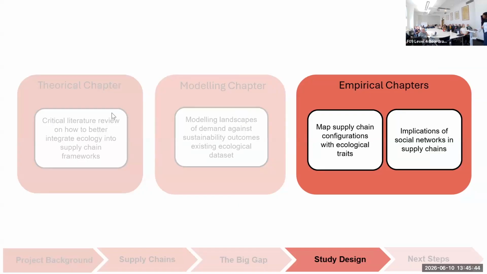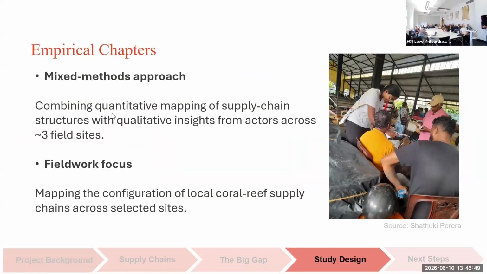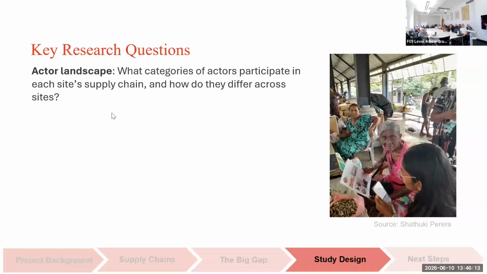Okay, moving on to my empirical work. I'm hoping to, again, use a mixed method approach to combine quantitative mapping of the supply chain structures with qualitative insights from around 3 sites. Again, this is a work in progress, but I'm hoping to actually go in and map out the configurations of the coral reef supply chains with the ecological aspects as well. A little bit more detail about what I mean when I talk about configurations: looking at the actual landscape themselves. So not just how many actors, but the categories of different actors and how they participate in each site's supply chain and how they differ across the different sites as well.